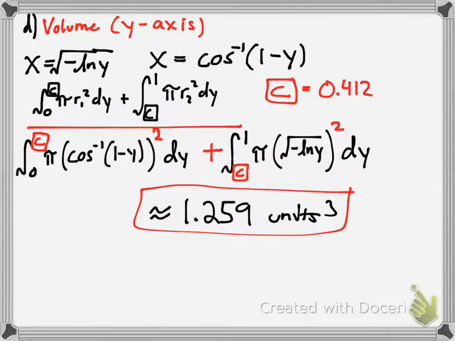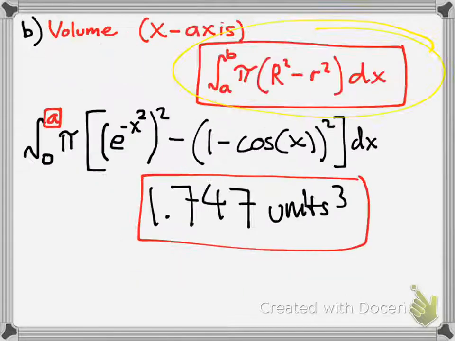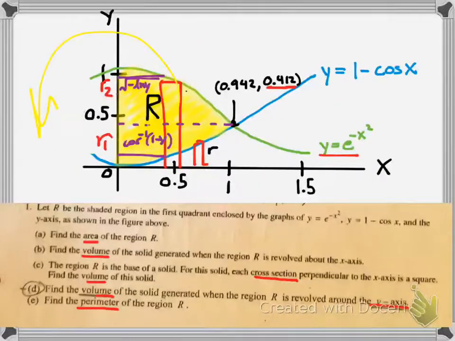Alright, this one was the hardest one, I think, in the whole problem, so I'll try to spend a little bit more time on this. You're finding volume, but rotating it about the y-axis, so you're flipping it this way instead of this way.